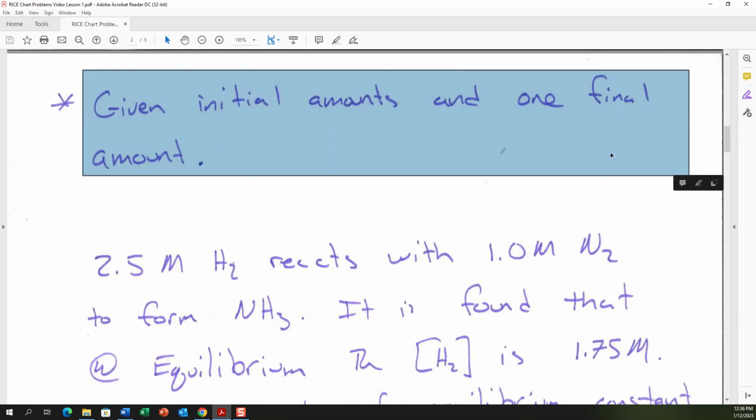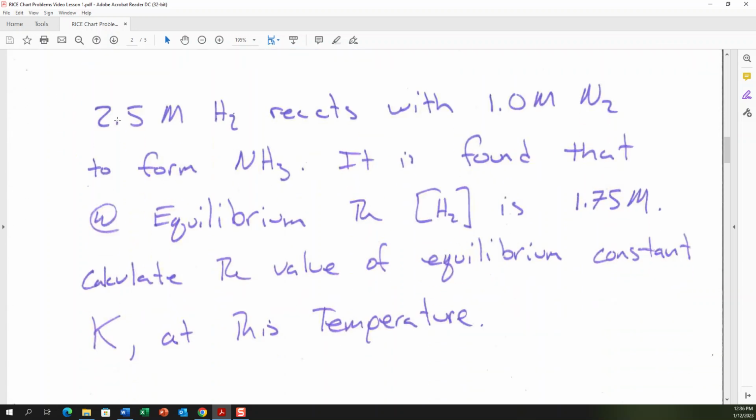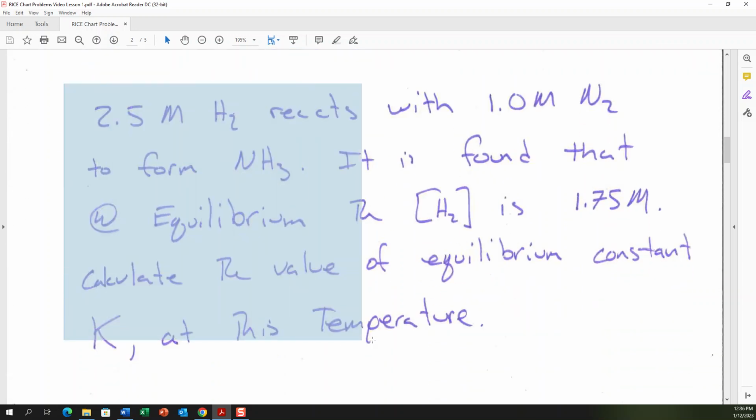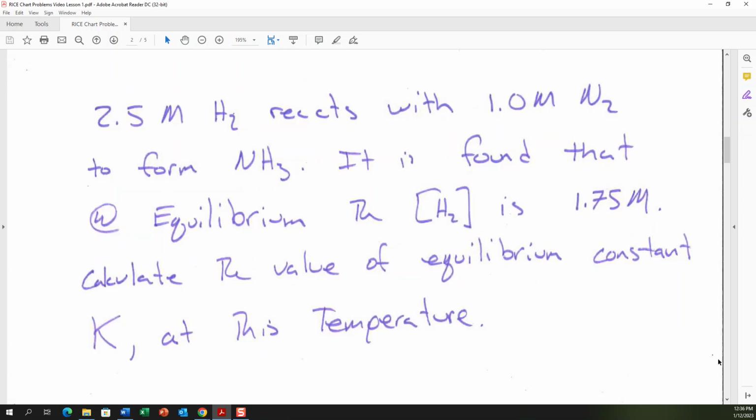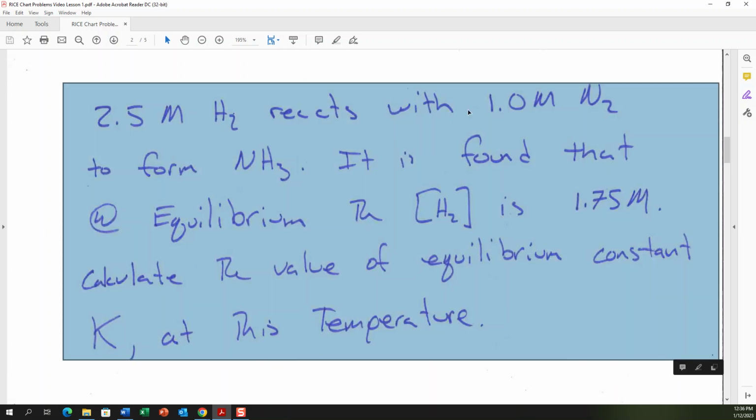Okay. So let's look at the problem. We're told that 2.5 moles per liter of hydrogen reacts with 1.0 moles per liter of nitrogen to form ammonia. It is found that at equilibrium, the molarity of H2 is 1.75.